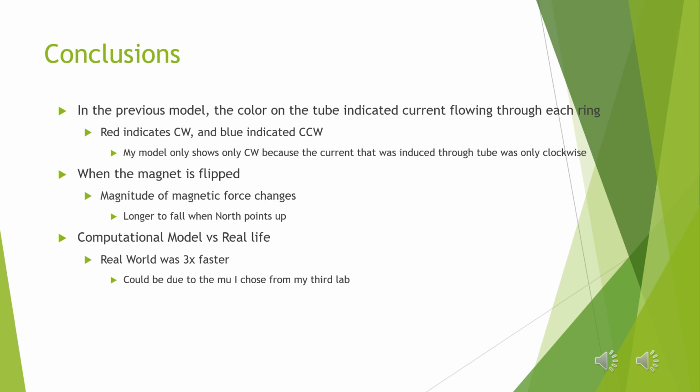Compare my computational model versus real life. I found in the real world, the magnet fell 3 times faster than what my computational model predicted. And after tinkering a little bit with the code, I found that if I decrease the mu that I chose, then it comes closer to the real world system values.